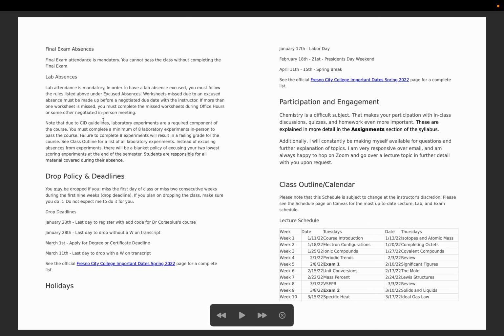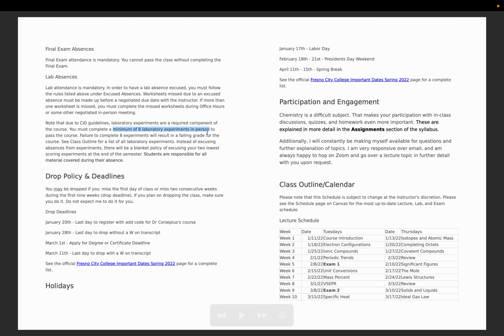Okay. Now, most of you in this course, not everybody, but actually the majority of students in this course, are nursing majors or pre-dental or allied health or something like that. This course is a prereq for these hands-on kind of medical science fields because we have this laboratory component. So these hands-on laboratory experiments are a required part of this course. In particular, the CID guidelines, or the guidelines that govern California community colleges, state that you must complete a minimum of 8 of those in-person laboratory experiments to pass this course. If you don't complete 8 of them, you can't pass the course.